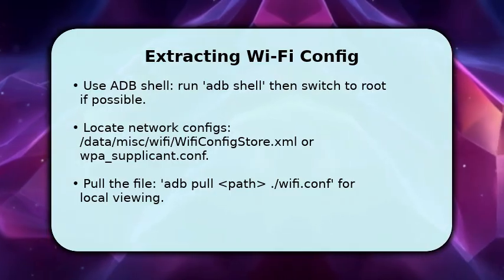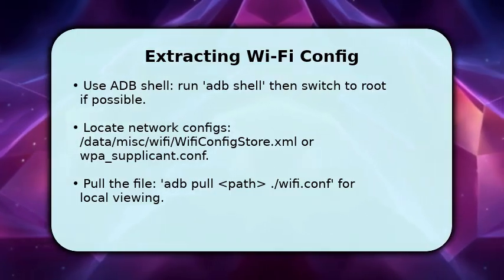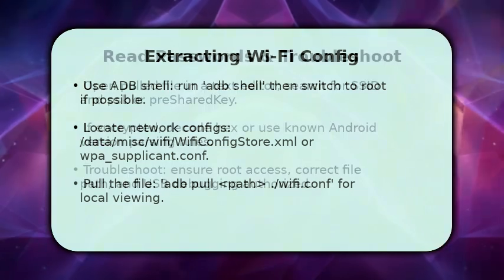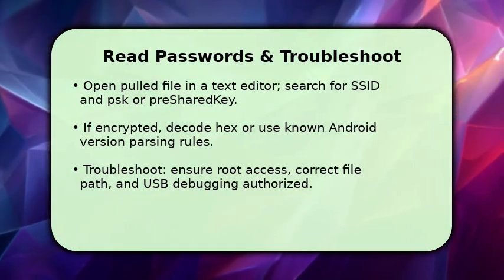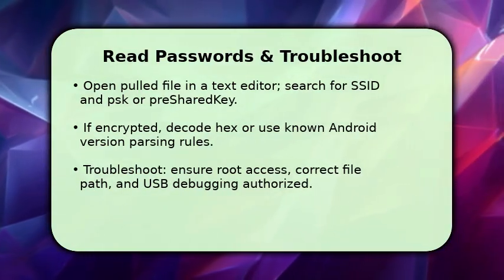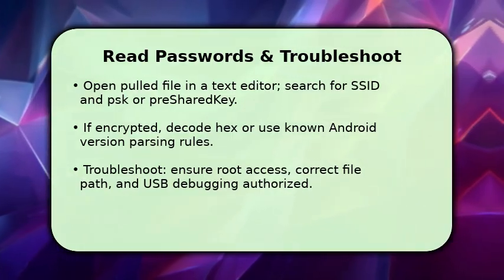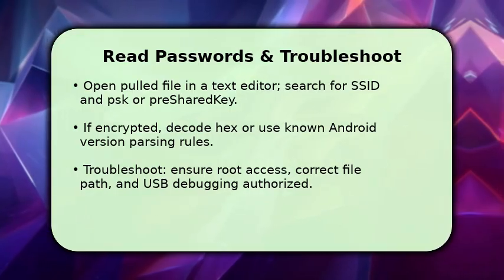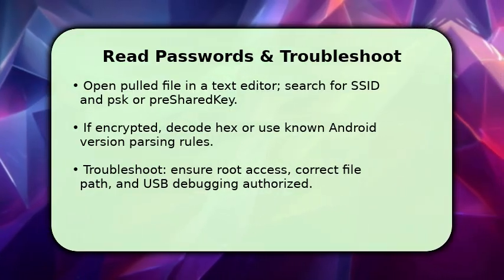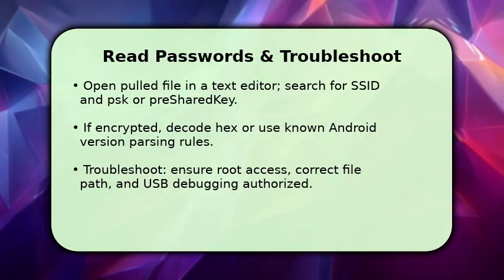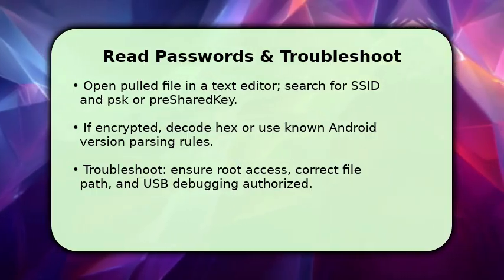The file contains plain text or hex keys, depending on Android version. Finally, open the pulled file in a text editor and locate SSID lines paired with PSK or pre-shared key. Read the value. If it's hex or encoded, convert it using a simple script or known decoding method for that Android release. Make sure to keep privacy and legal use in mind.